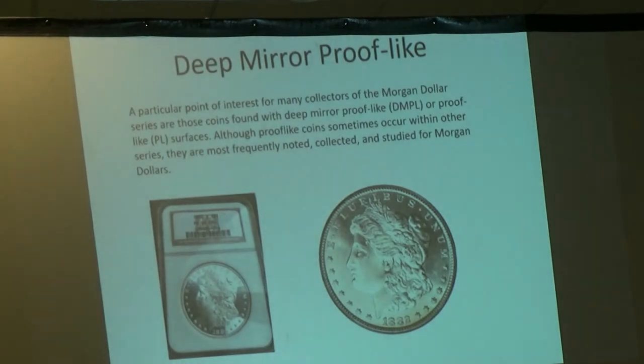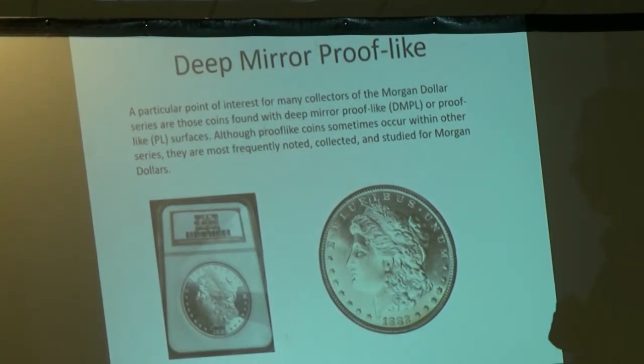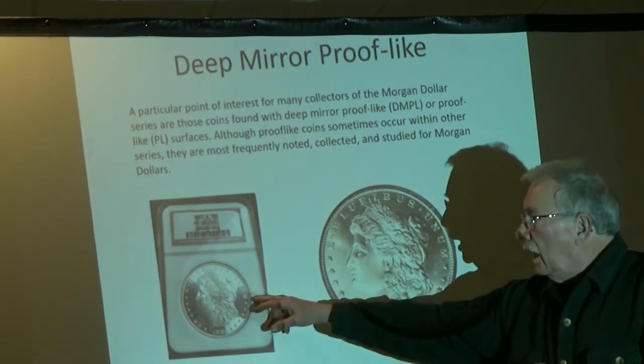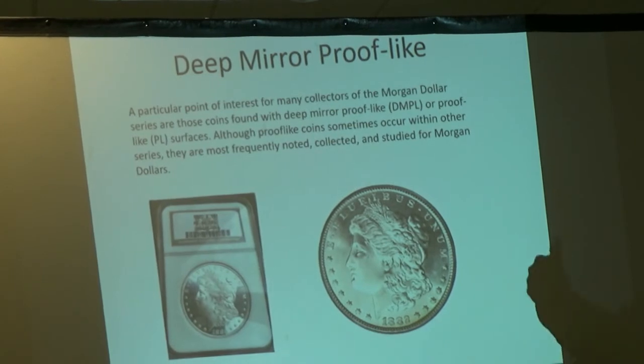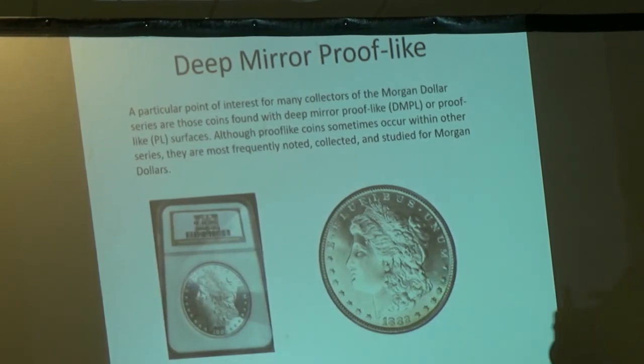DMPL. Okay. Deep mirror proof like. This description usually is found mostly on Morgan dollars. You'll find some peace dollars. The surface of this coin, if you've ever seen one, is really beautiful. It is almost like a mirror. Now, one of the other coin club members had told me that if you take one of these and put it on a table and you shine a light on it and you have a piece of paper here, you're supposed to be able to read that piece of paper from this coin. So that was one of the things.